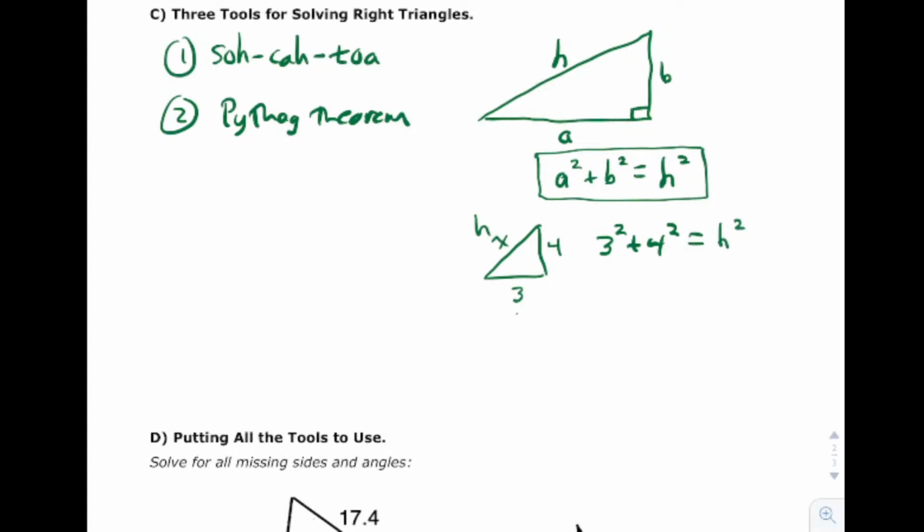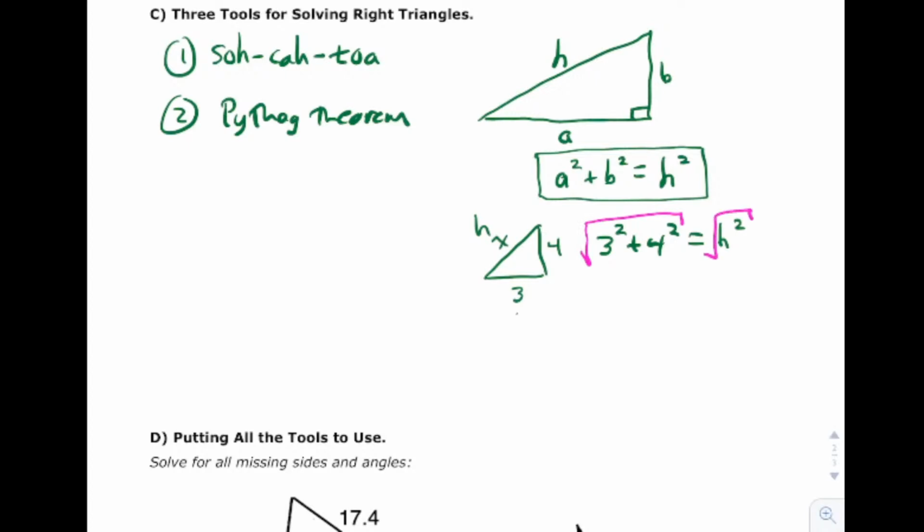Now to solve this equation, you have to make sure, some people, I've seen it done. Don't let this be you. Do not say, oh, I'll just keep taking square roots all the way across, and so I've got 3 plus 4 equals h, so h must be 7. It doesn't work that way. You can't take square roots one at a time like that. What you have to do is take the square root of everything.